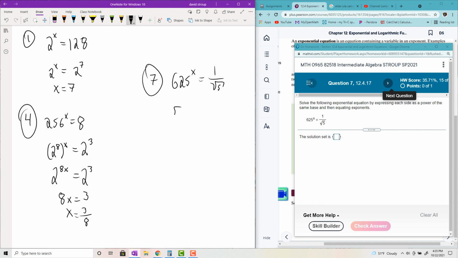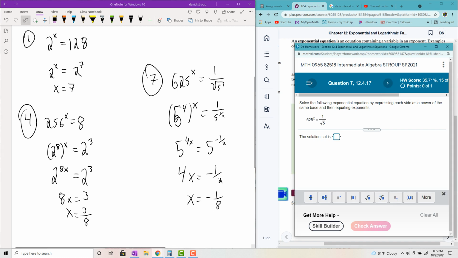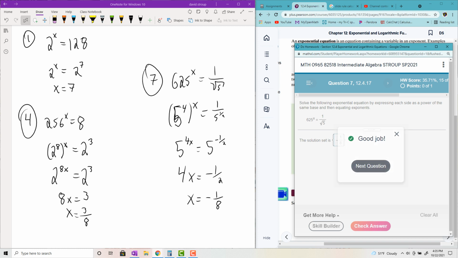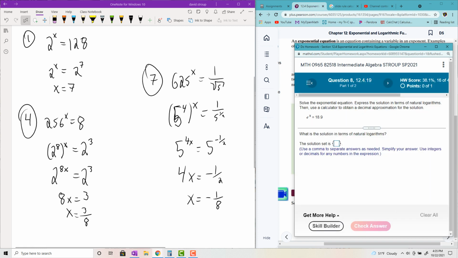All right, so I could rewrite 625 as 5 to the 4. 1 over square root of 5 is 1 over 5 to the 1/2. Then I could rewrite 5 to the 4th to the x as 5 to the 4x. 1 over 5 to the 1/2 is 5 to the negative 1/2. Equate the exponents. Divide both sides by 4. All right.